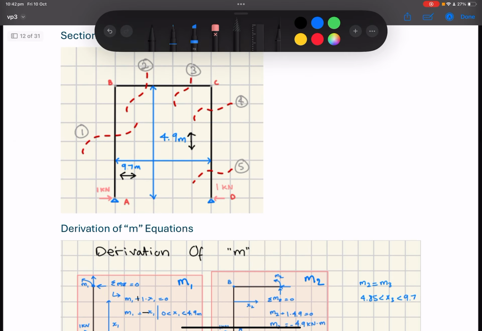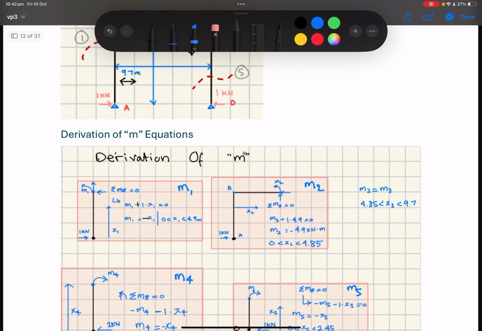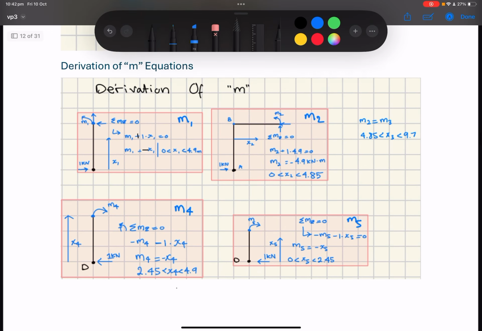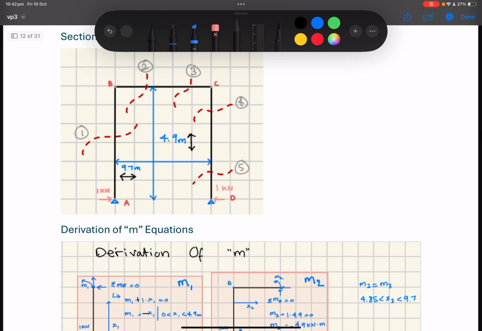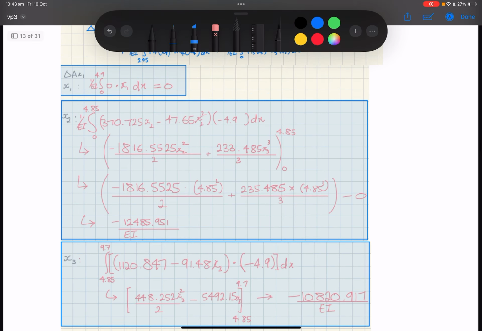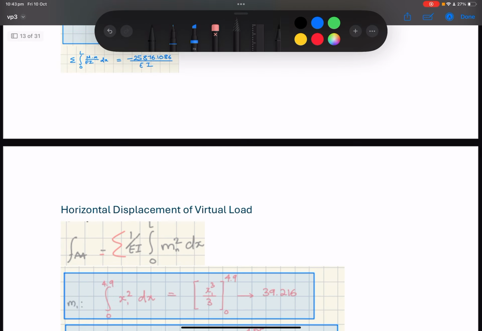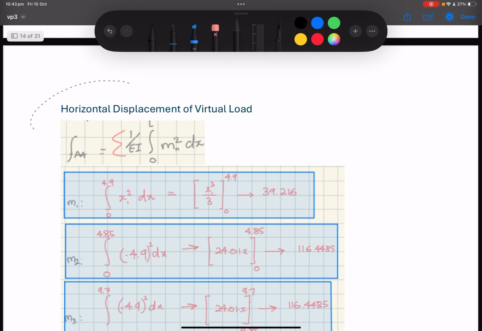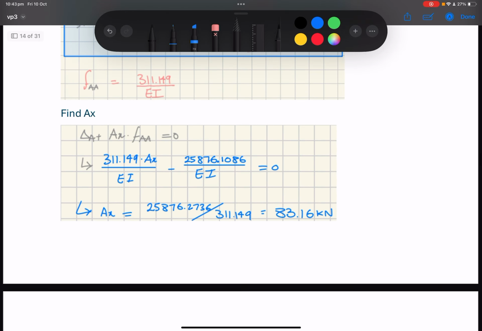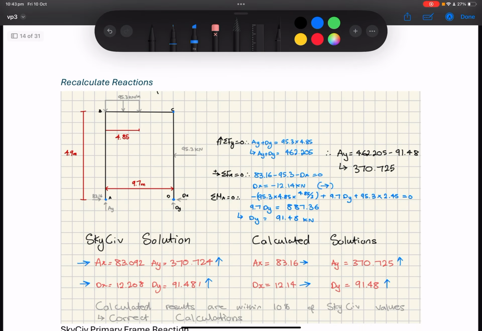And so, yeah, now you solve for smaller m. For all 5 different cuts, M2 is equal to M3 because there's no change in this section at all, so it's the same pretty much. And so it comes to the final equation of solving for delta AX. All of this is done over here, and then from there, horizontal displacement, finding all of that gave the AX to be 83.16, a very similar result to SkySieve.